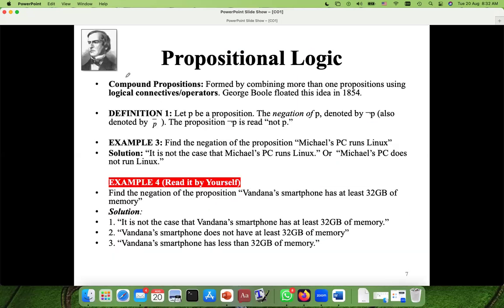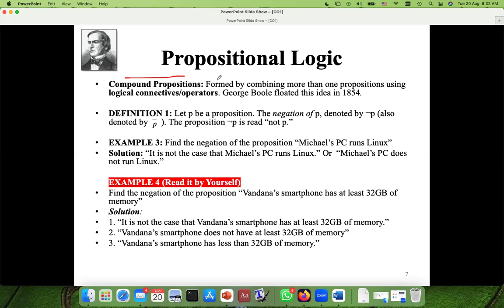Now, what is a compound proposition? We have a definition of proposition. Now we have a definition of propositional logic. And now what is a compound proposition? Compound normally means murakkab, I think, in Arabic. So when you are joining more than one proposition together, combining them, the new thing that you will have would be called a compound proposition.